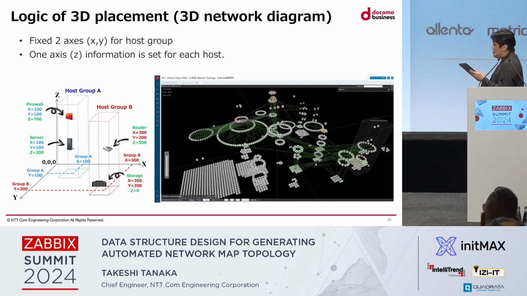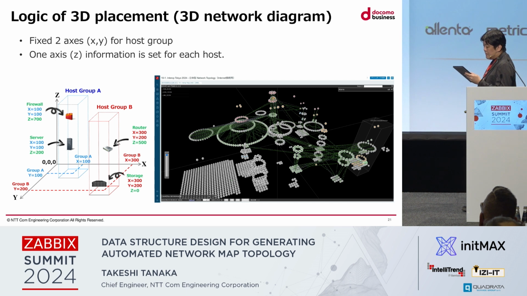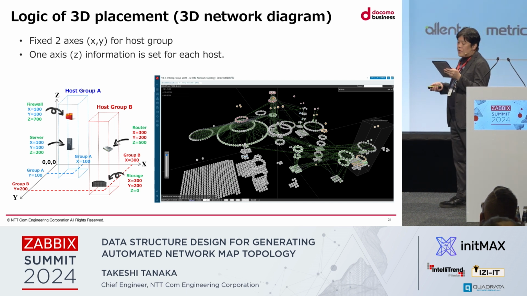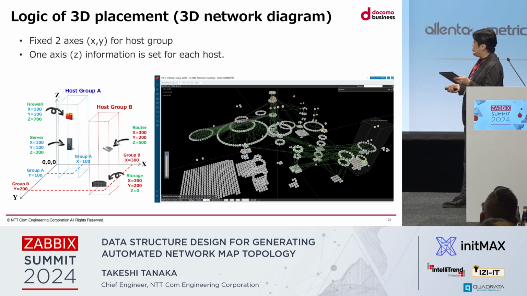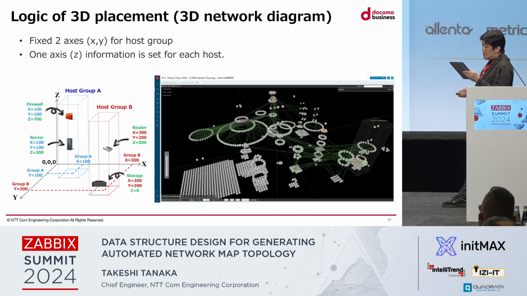Two methods we created for 3D placement logic. The first method draws 3D imaging for each host group. Set the x-axis and y-axis for the host group, and the z-axis for hosts. Those generate the network topology. Important hosts can be placed in the upper tier to visualize the importance of the hosts.